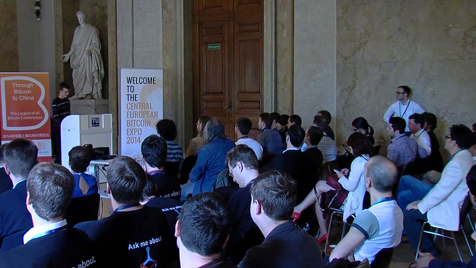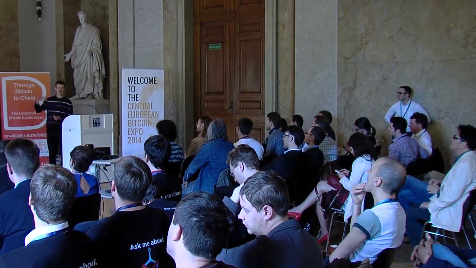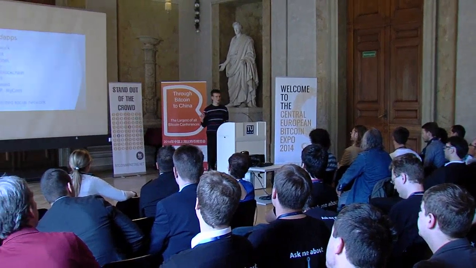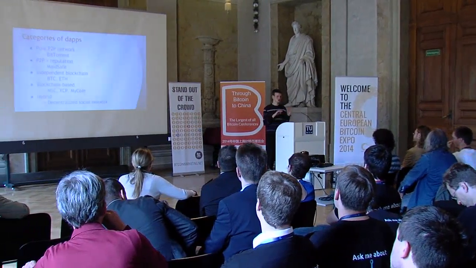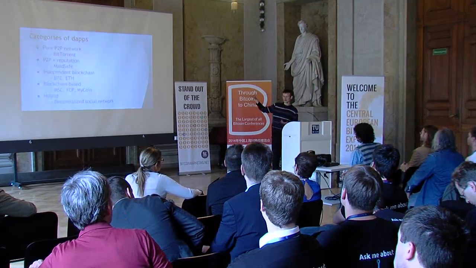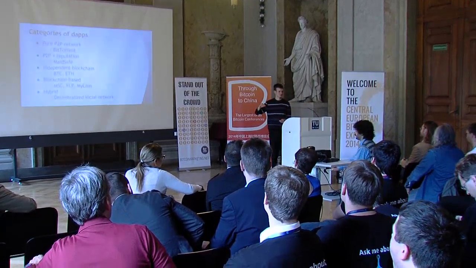So there are several different categories of dApps. Some of them have no blockchain at all. BitTorrent has no blockchain, for example. Bitcoin, Ethereum, Namecoin, they are their own independent blockchains. It builds its own distributed hash tree. And then you have the other category, which is dApps that sit on other blockchains.